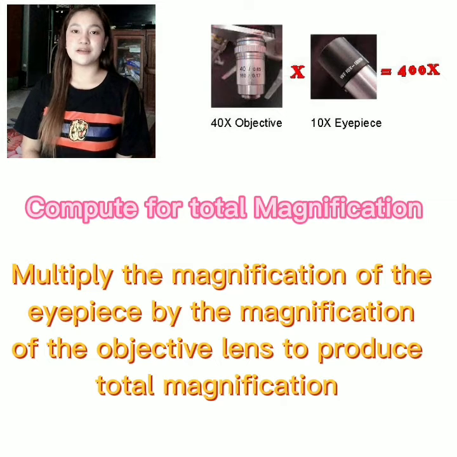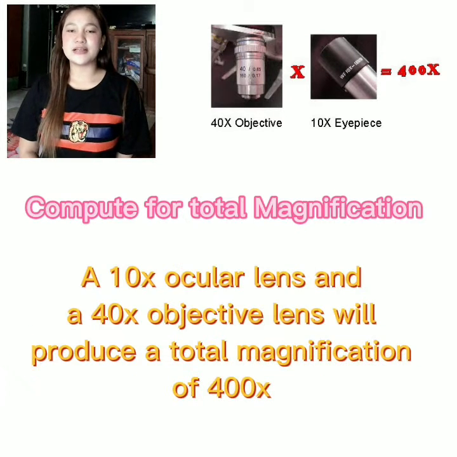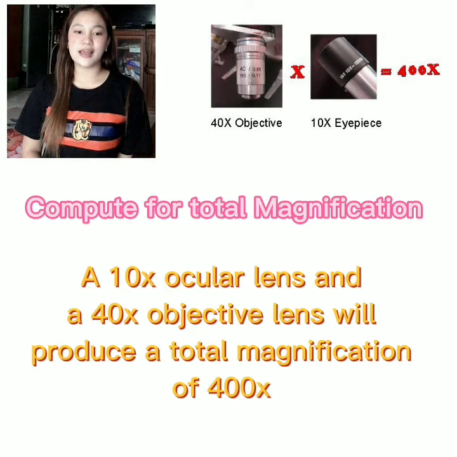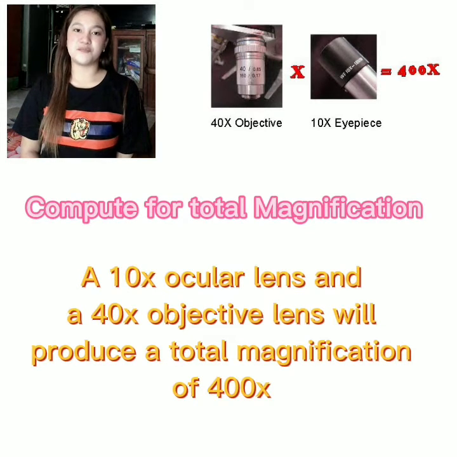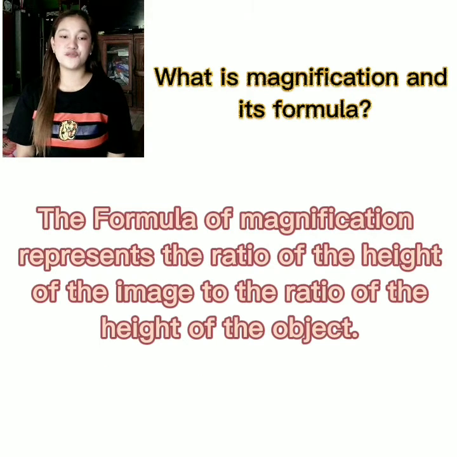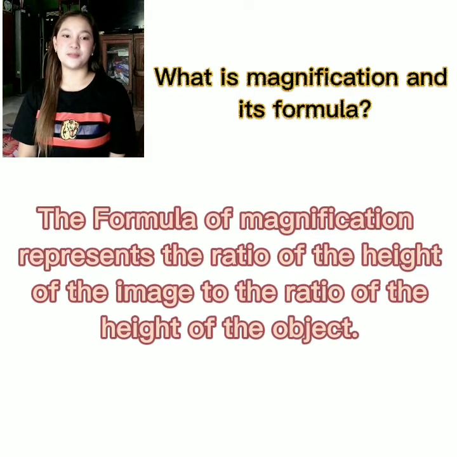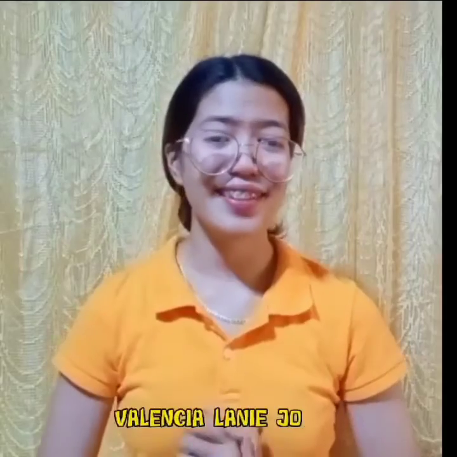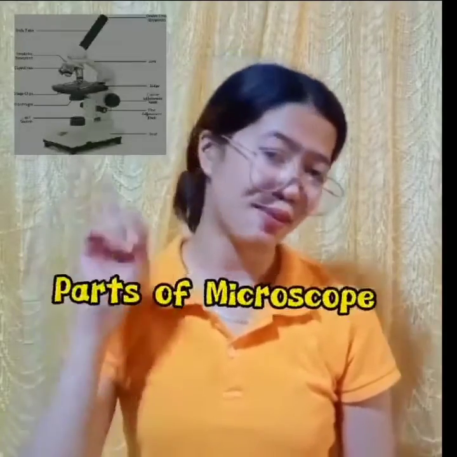Compute for the total magnification. Multiply the magnification of the eyepiece by the magnification of the objective lens to produce total magnification. For example, a 10 times ocular lens and a 40 times objective lens will produce a total magnification of 400 times. What is magnification and its formula? The formula of magnification represents the ratio of the height of the image to the height of the object. So now, let's define the parts of the microscope.